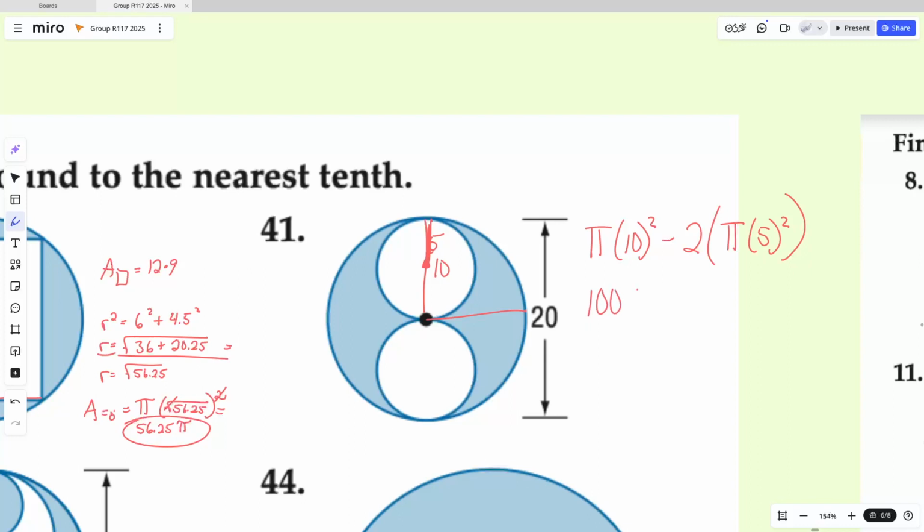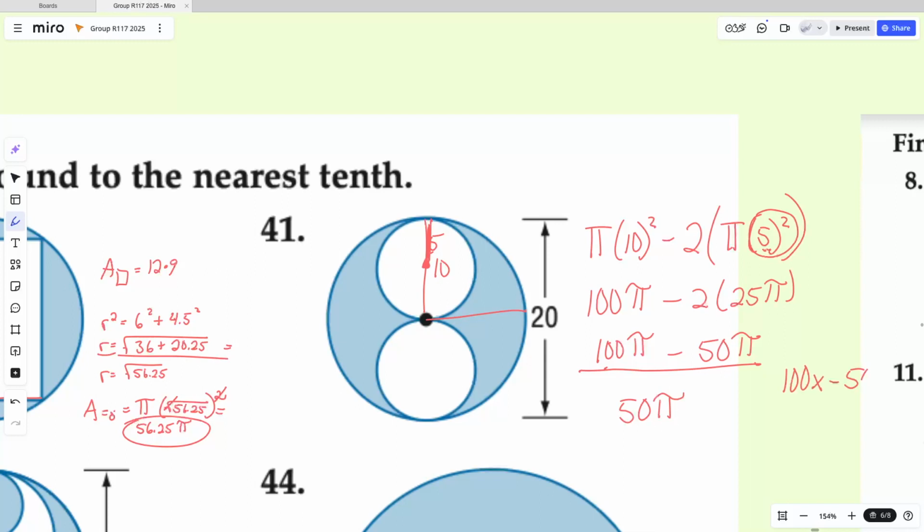So I get, that's going to be 25 pi times 2 is 50 pi. 100 pi minus 50 pi is 50 pi. It's kind of like 100x minus 50x is not 50, it's 50x.